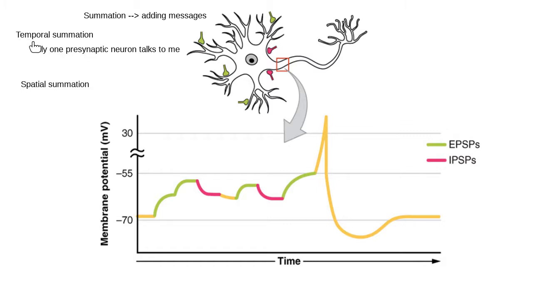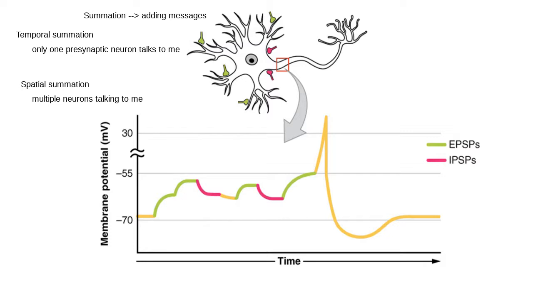So remember that temporal meant time. The example we gave is if one person sends you 99 text messages to try to communicate something to you, that's temporal summation. One presynaptic neuron talks to you repeatedly over a period of time. That's temporal summation. So when we talk about spatial summation, that is multiple neurons talking to me.